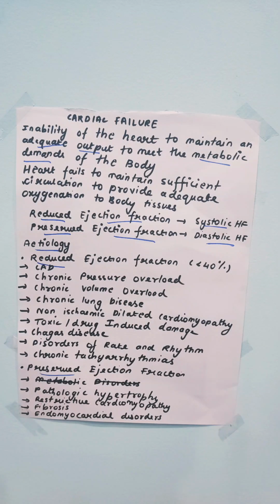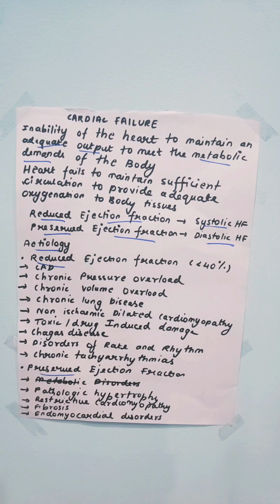Now I will be talking about when the ejection fraction is preserved, which is basically diastolic heart failure. It can occur in pathological hypertrophy, when the ventricles hypertrophy, when there is an increase in size. This can lead to preserved ejection fraction, diastolic heart failure. Then restrictive cardiomyopathy, which is a type of cardiomyopathy, and fibrosis, which means scarring of tissues, and endomyocardial disorders. So these are the causes which lead to preserved ejection fraction heart failure.